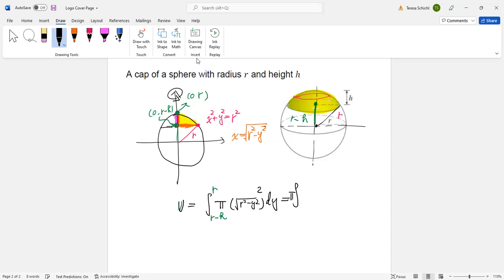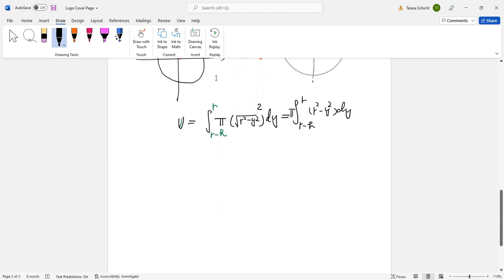So let's put the pi out. This is the integral from r minus h to r of r squared minus y squared dy. Now let's do the algebra part. This will be pi times, and the integration is just r squared y minus y cubed over 3.